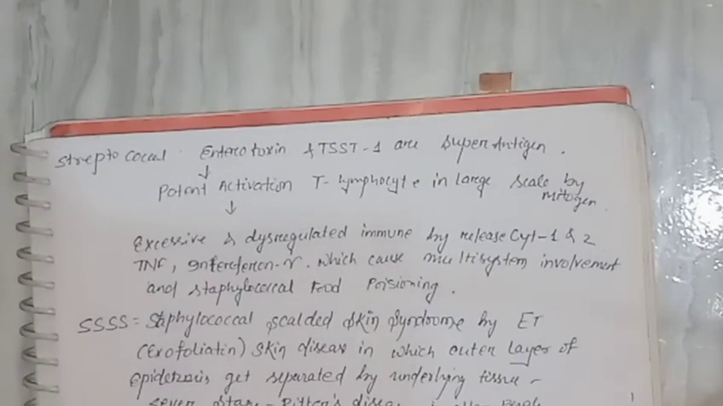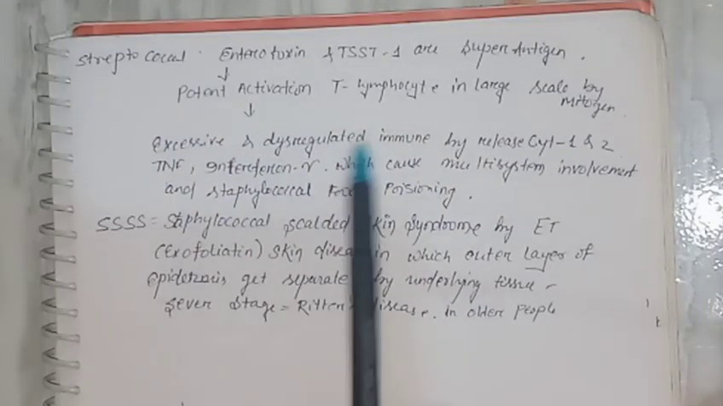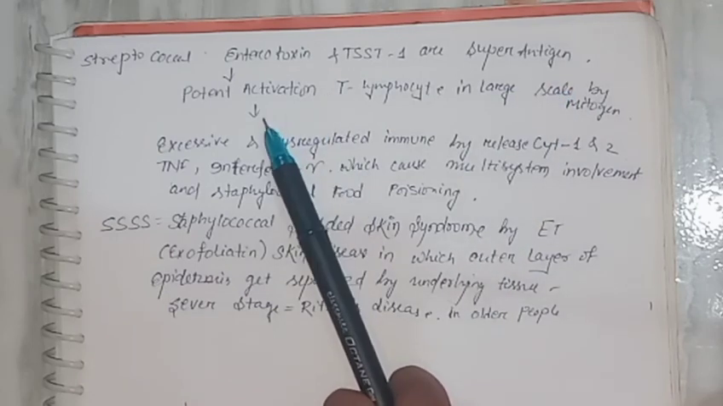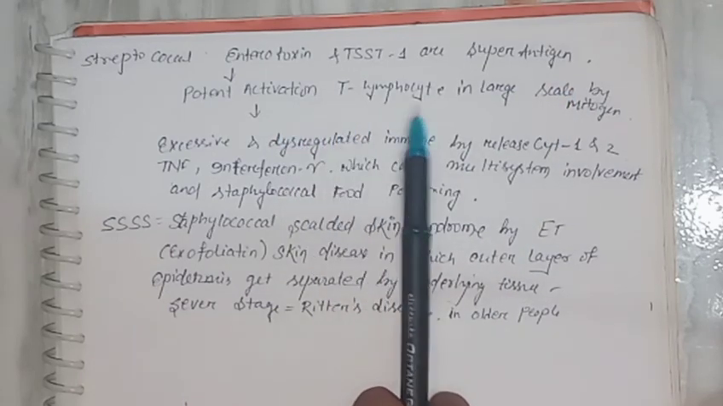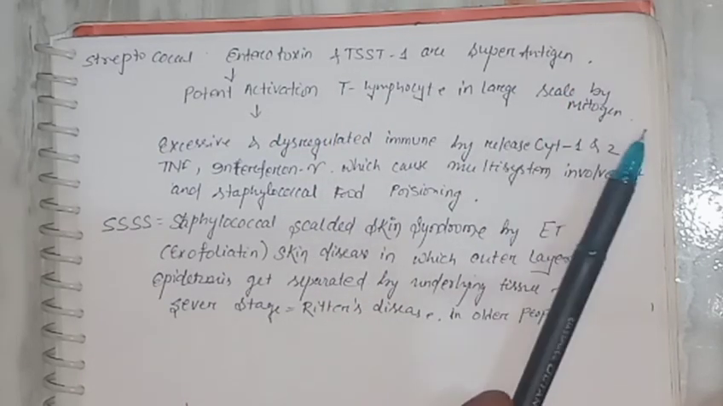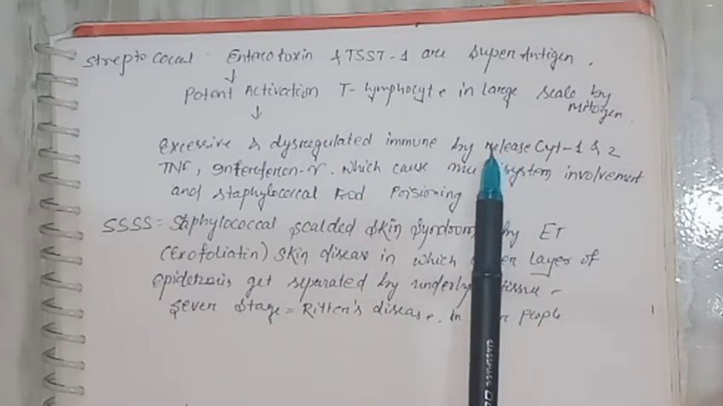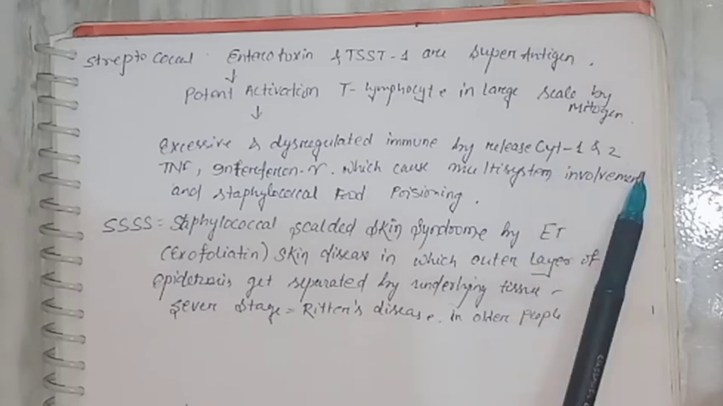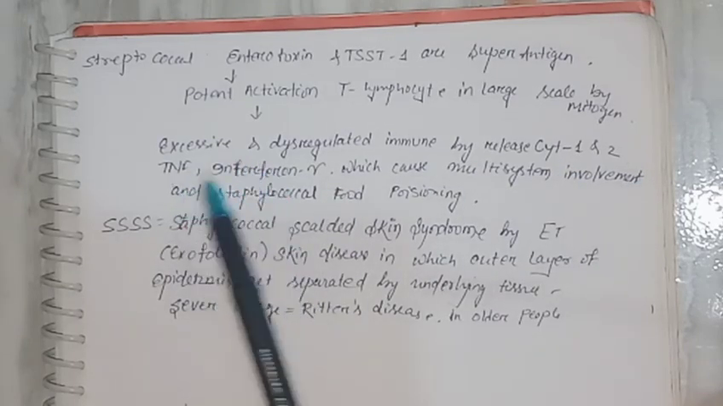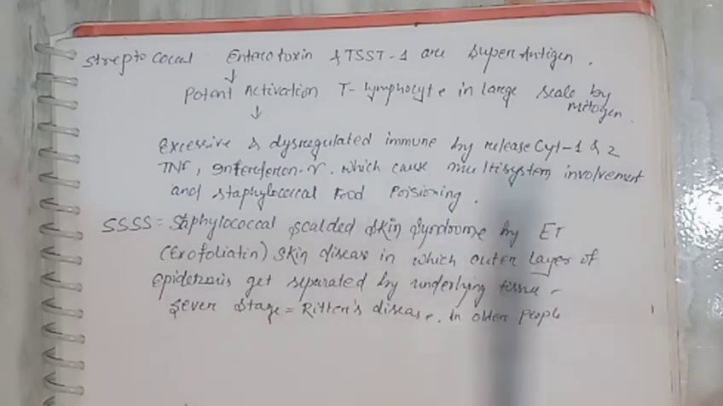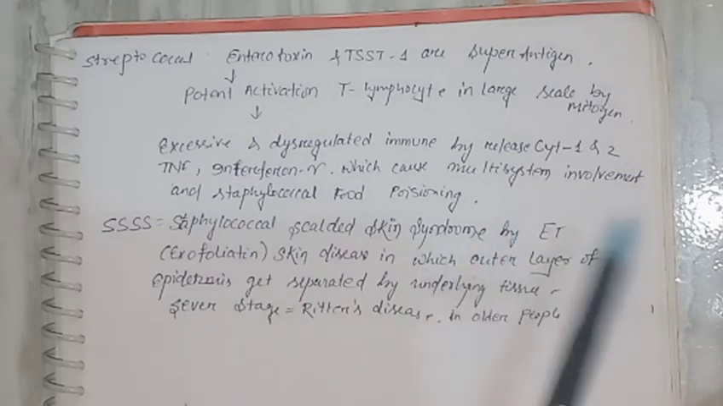The Staphylococcus enterotoxin and TSST-1 are superantigens which cause potent activation of T lymphocytes on a large scale by mitogen. So what happens is there is an excessive and dysregulated immune response by release of cytokines IL-1 and IL-2, along with gamma interferon and TNF, which cause multi-system involvement, and food poisoning with multi-system disorder will be found.